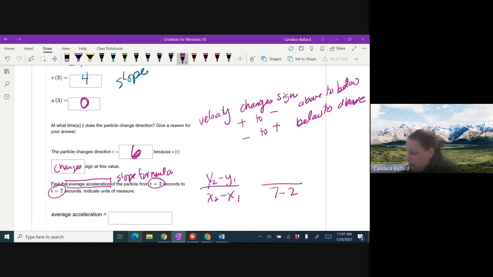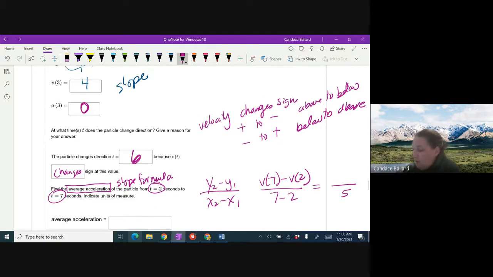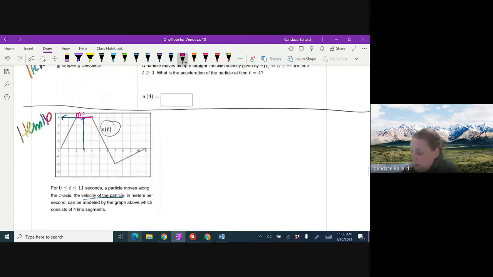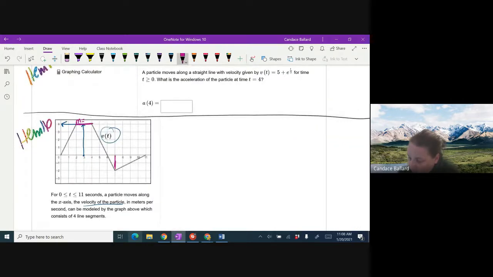And then I know the function I have is velocity. So I'm going to find the velocity at 7 minus the velocity at 2. Because that's what I have, right? And in order to get from acceleration to velocity, I got to do derivative or slope. So I'm going to go to my graph and I'm going to read that value for velocity off the graph. So I'm looking for v of 7. So 7's velocity looks like it's at -2.